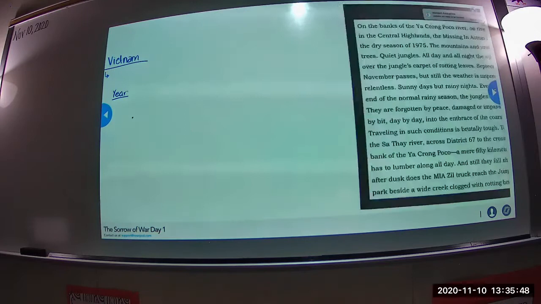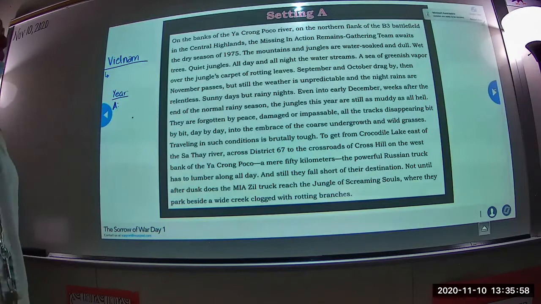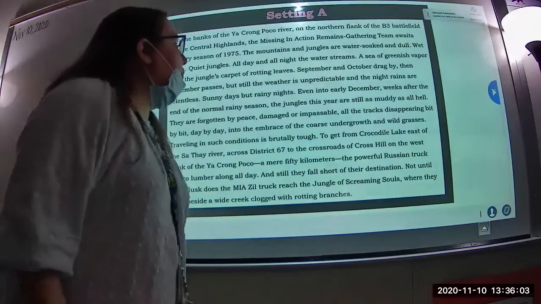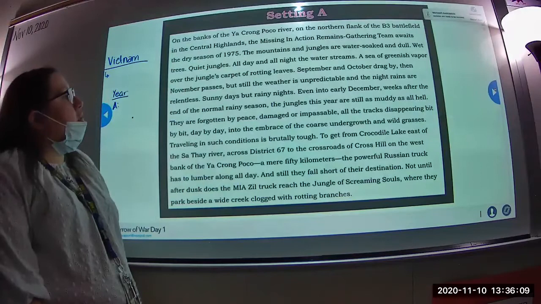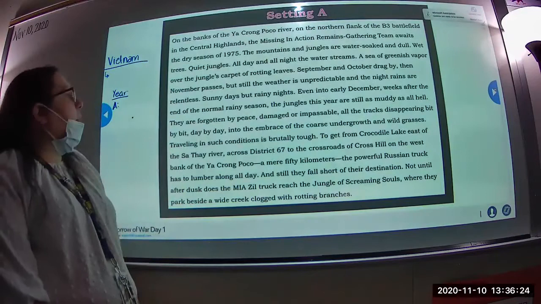Okay. So setting A, because there's two different settings. Setting A: on the banks of the Yau Krong Poco River, on the northern flank of the B-3 battlefield in the central highlands, the Missing in Action Remains gathering team awaits the dry season of 1975. The mountains and jungles are water-soaked and dull. Wet trees, quiet jungles, all day and all night the water streams.